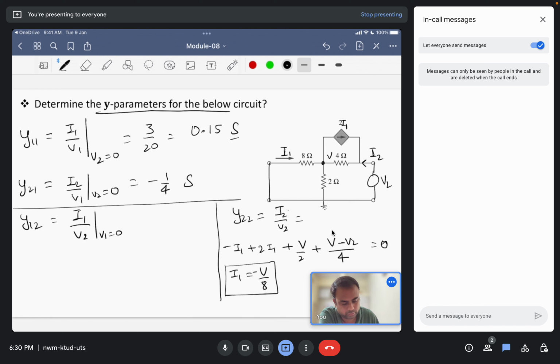I'll just substitute these two values here. So I'll just make some space. So y11 is 0.15 S and y21 is minus 0.25 S.